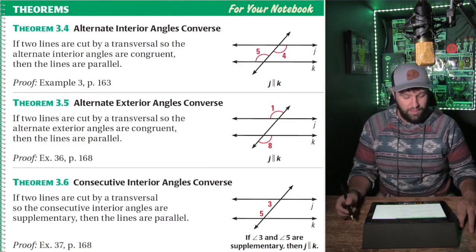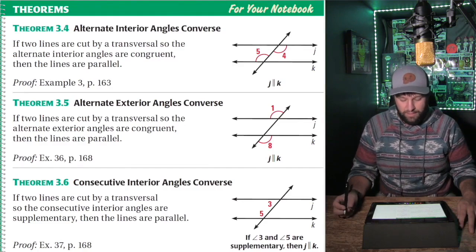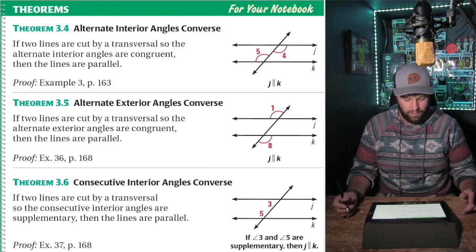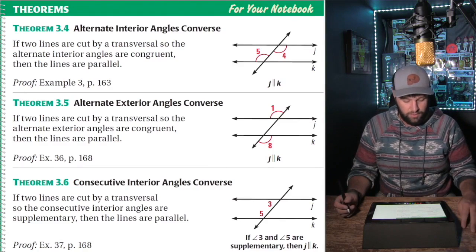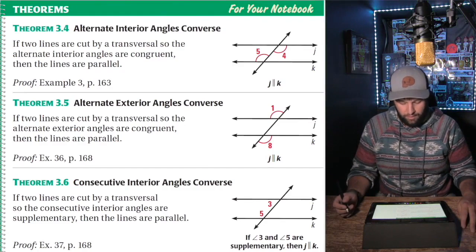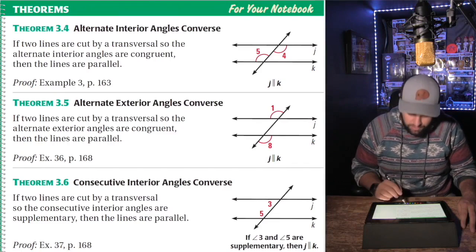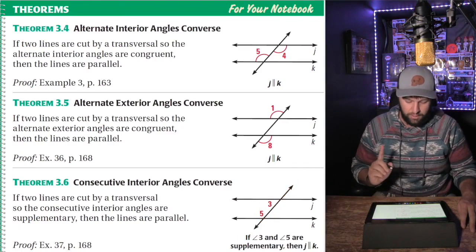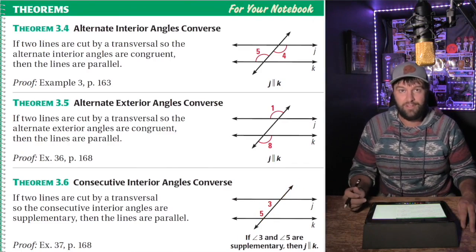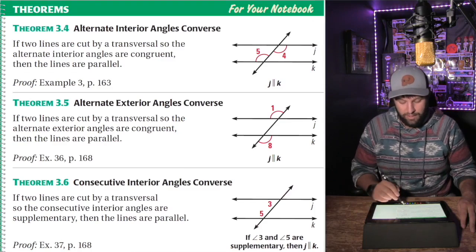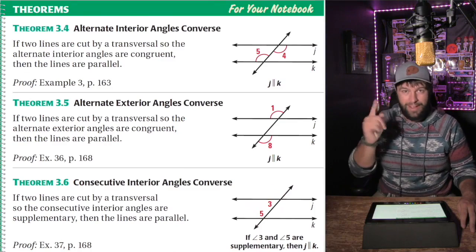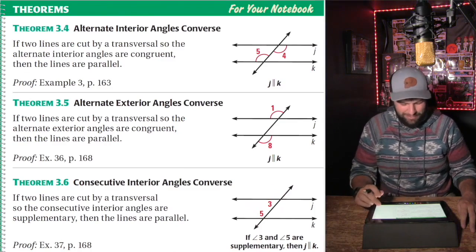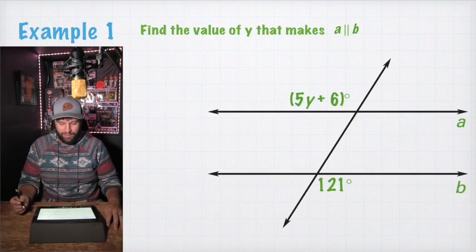And lastly, theorem 3.6, consecutive interior angles converse. If two lines are cut by a transversal so the consecutive interior angles are supplementary, then the lines are parallel. So if the two inner angles that are on the same side of the transversal are congruent, we can say that the lines are parallel. Are supplementary. Whew, caught me there. Okay, let's keep going.